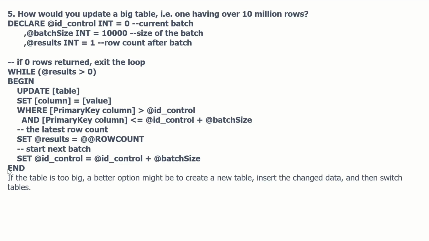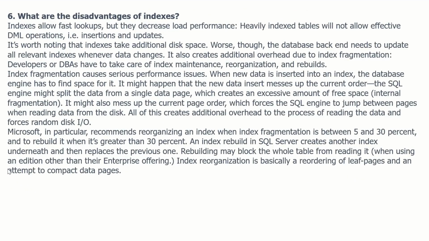Okay, so just for this special question, the fifth one: how would you update a big table that has over 10 million rows? For that purpose you just write this down and practice at home. Then the sixth one is, what are the disadvantages of indexes?